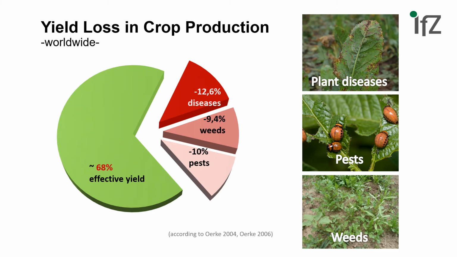Plant diseases are an important threat to crop production. According to a study of Erke et al., 12% of the potential yield of crops is lost due to diseases, 9.4% to weeds and 10% to pests. Methods of integrated plant protection are necessary to safeguard a significant amount of yield to ensure the production of food, feed, and fiber. Within this context, the detection of plant diseases and the diagnosis of the causal agent is crucial, also to decide for the right countermeasures.